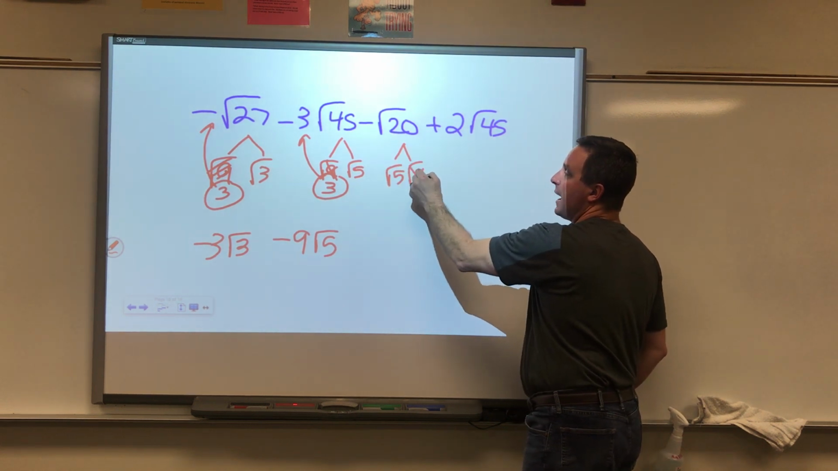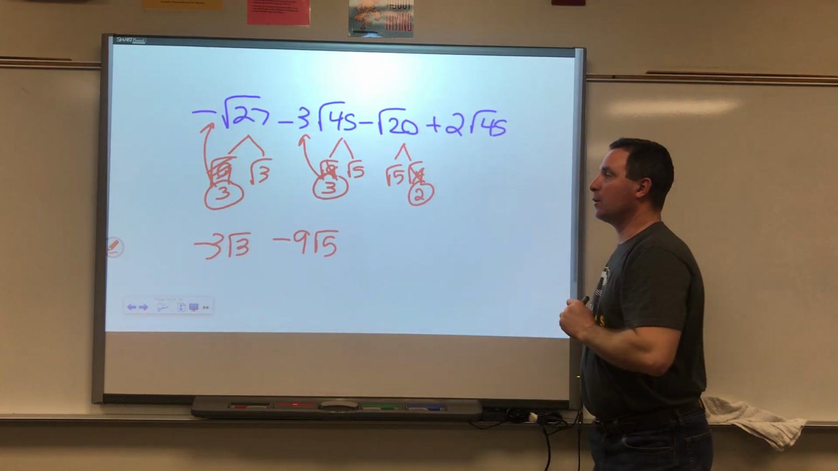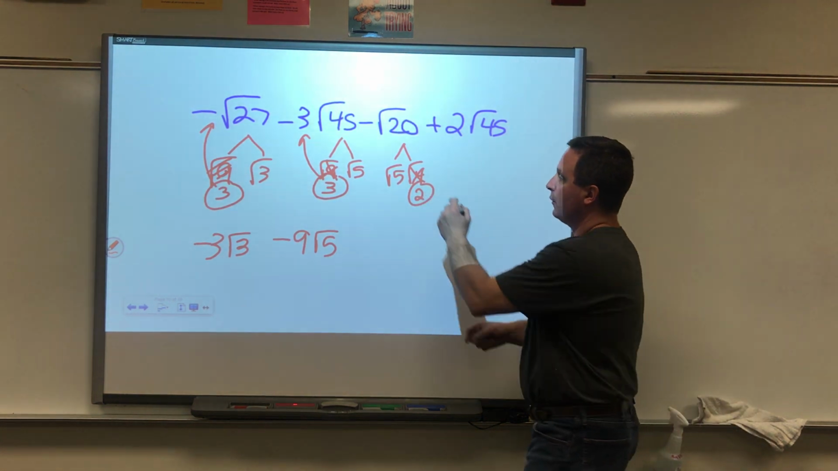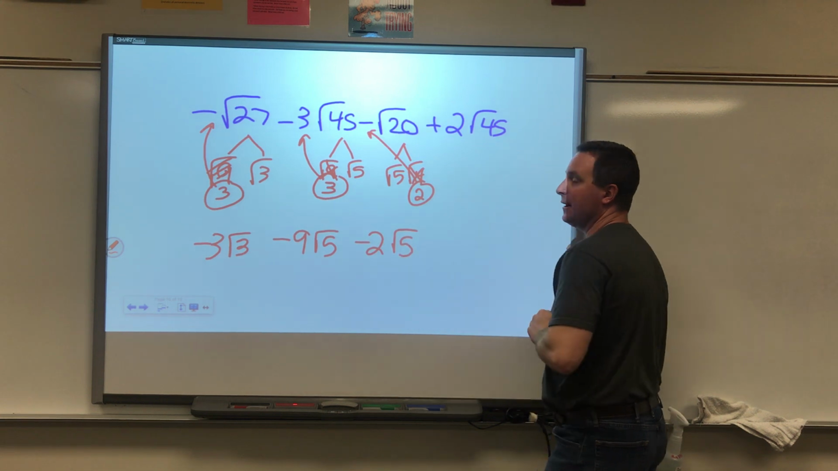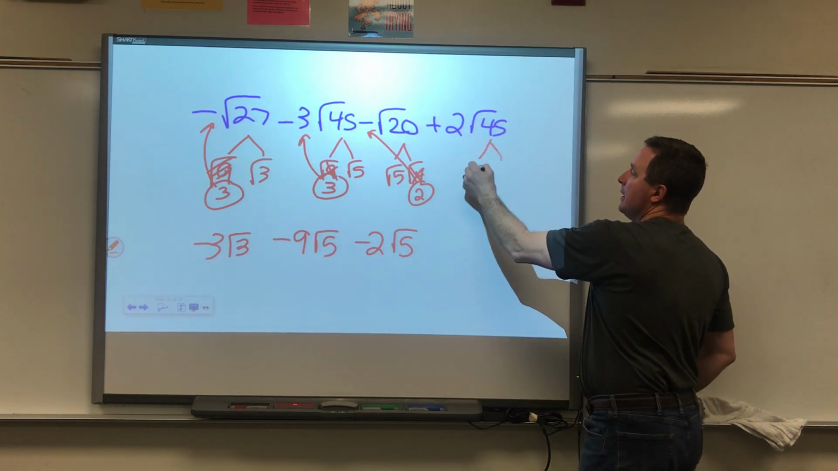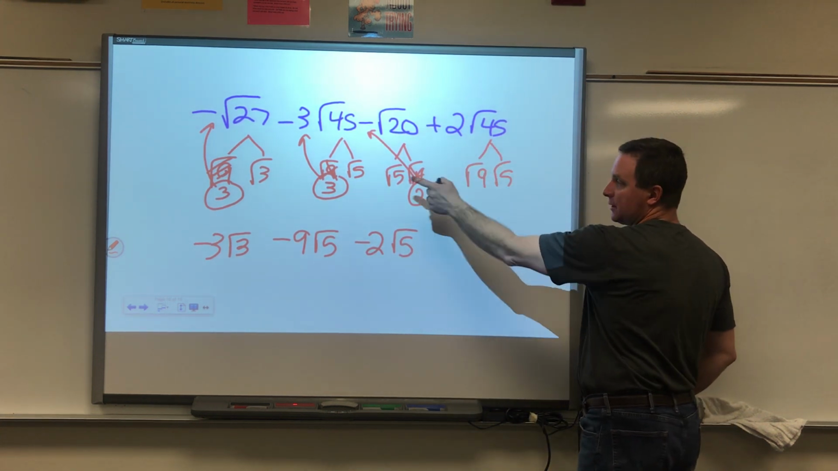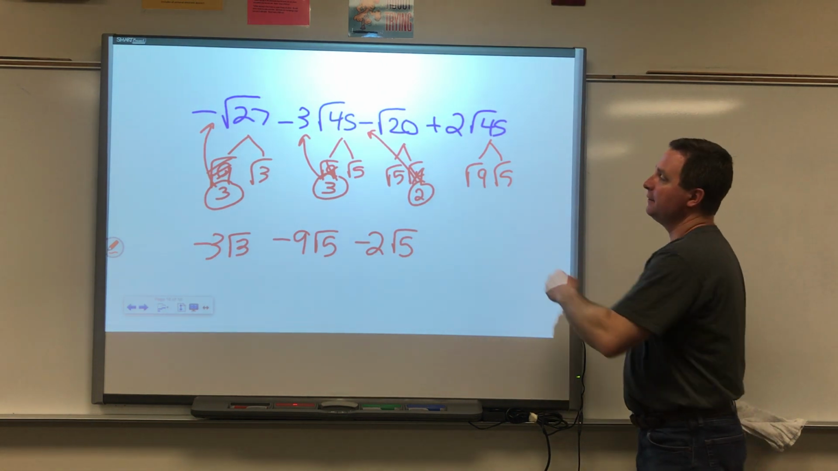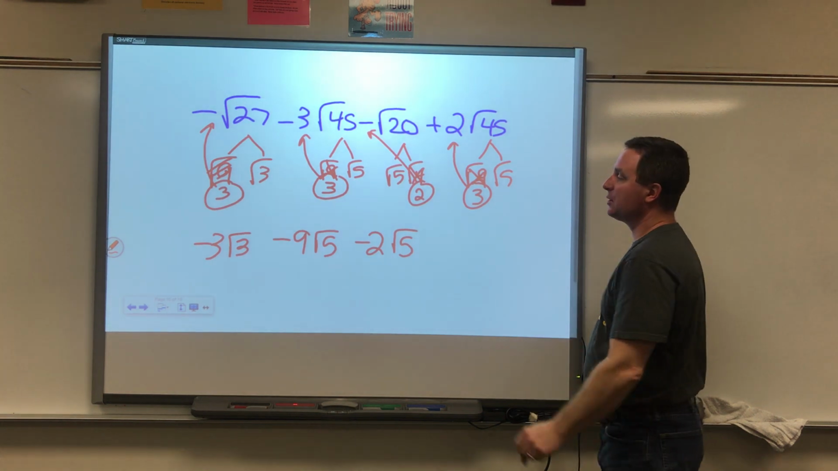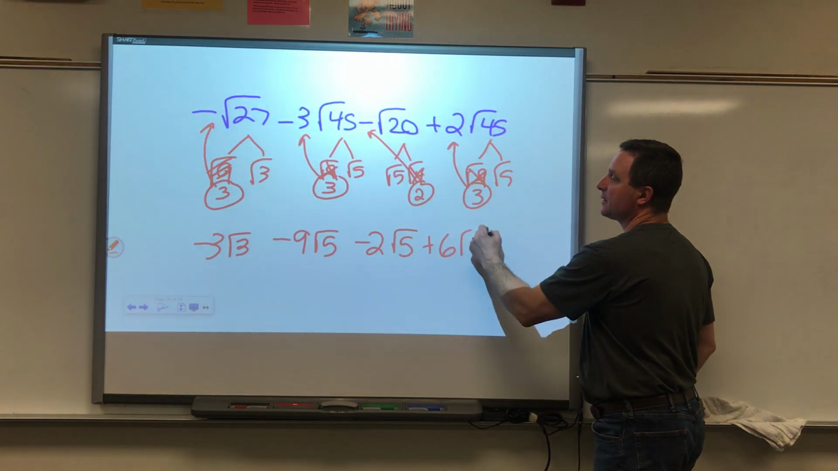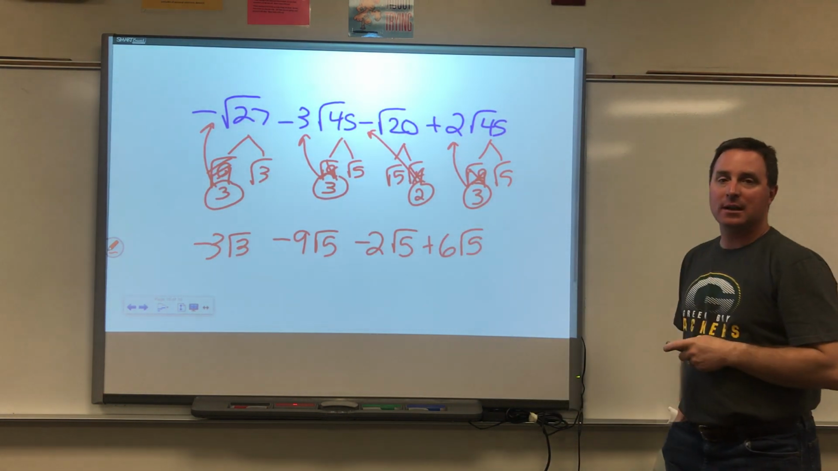20, we're going to use 5 and 4. And the square root of 4 is 2. And don't forget there's a negative number out there, so it's minus 2 square roots of 5. And back to 45 again, I'm going to use the same two I used over there, 9 and 5. The square root of 9 is 3. And 3 times 2 is positive 6 square roots of 5.